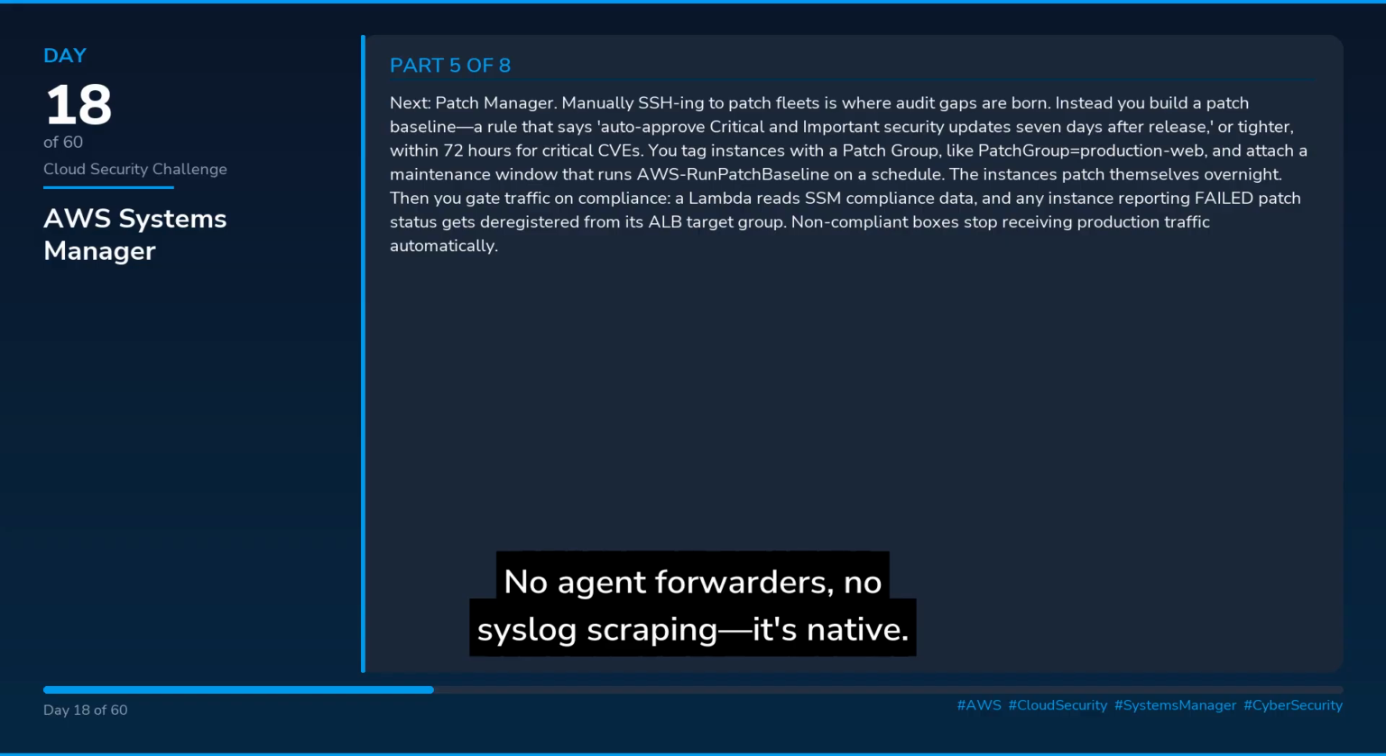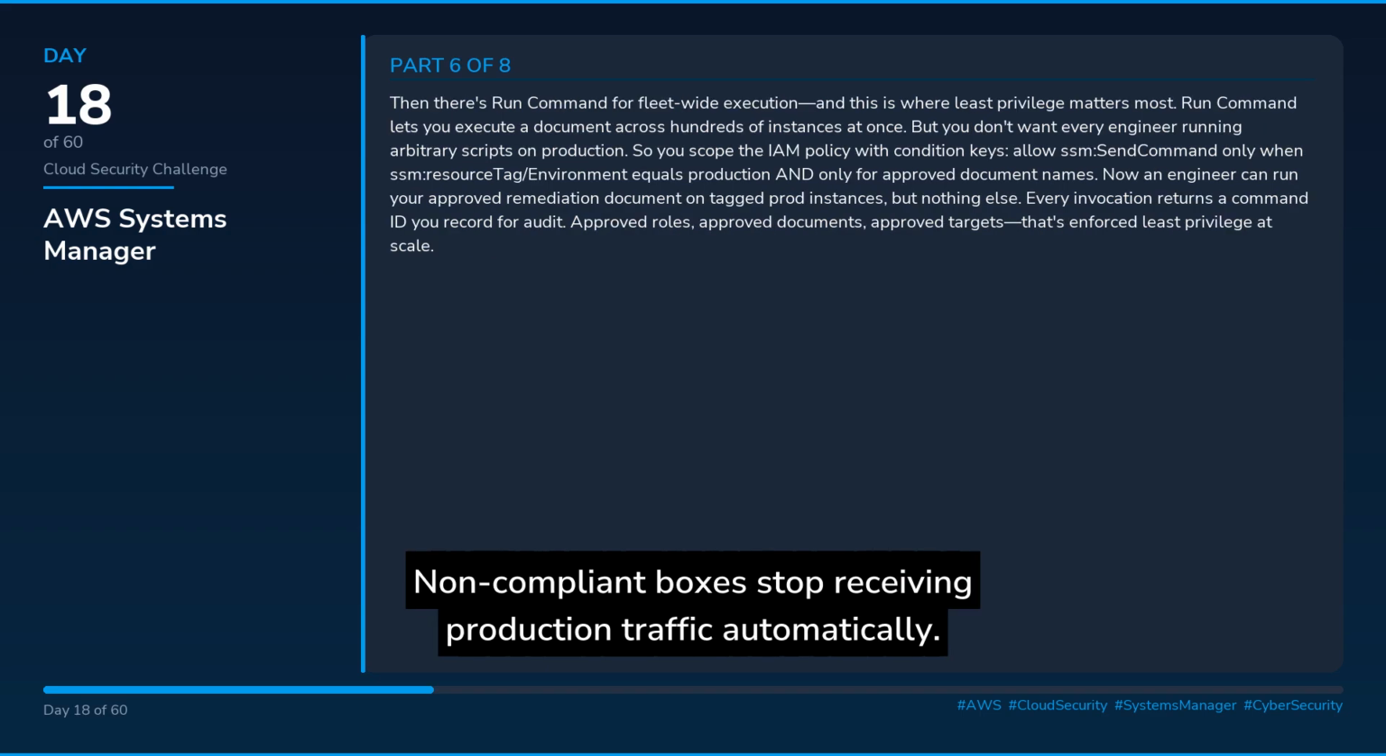Then you gate traffic on compliance. A Lambda reads SSM compliance data, and any instance reporting failed patch status gets deregistered from its ALB target group. Non-compliant boxes stop receiving production traffic automatically.